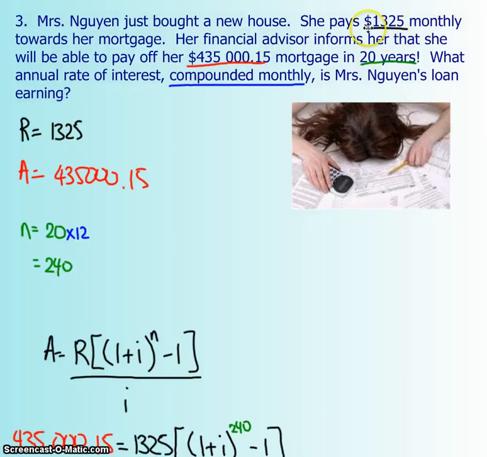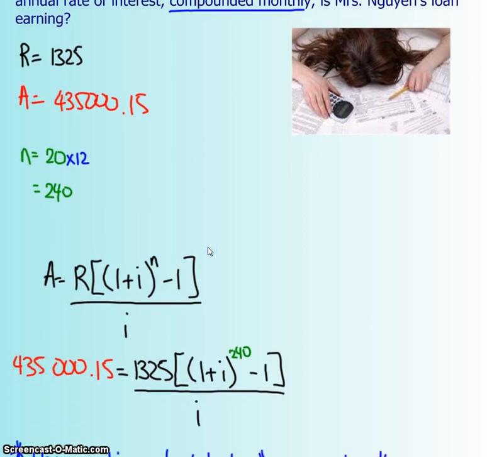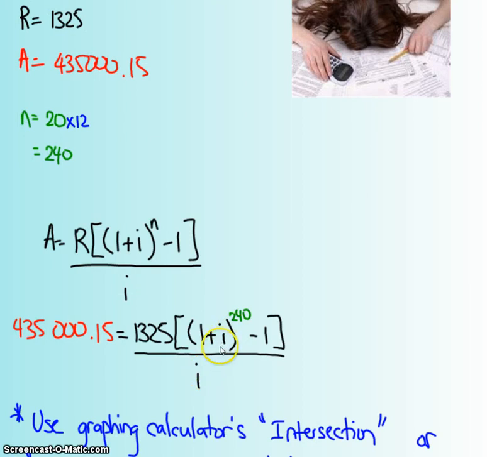So what exactly were we given? It looks like I'm making regular payments of about $1,325. That's my R. Eventually, I'll be able to sum total all of those and it should pay off this humongous mortgage right there. I want to do this for 20 years and then 12 times a year. So my n should be both of those multiplied together, which is 240. Now I'm going to sub everything into my equation and it looks like I'm looking for i.